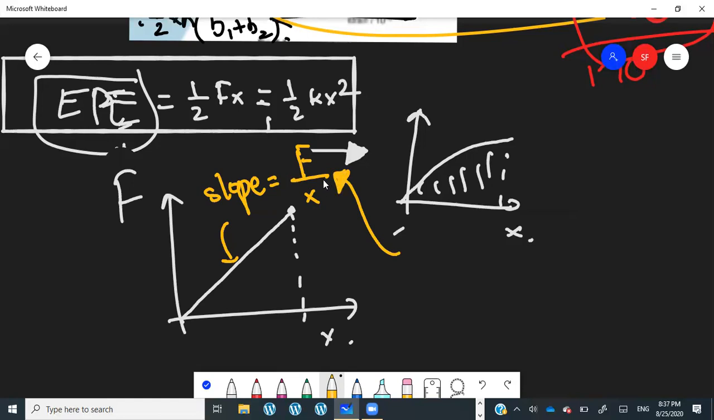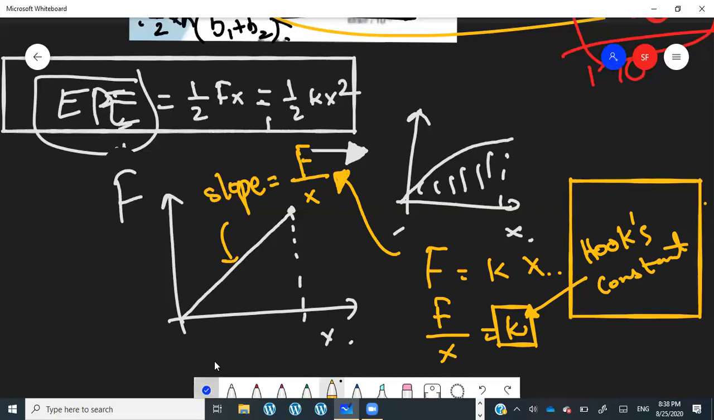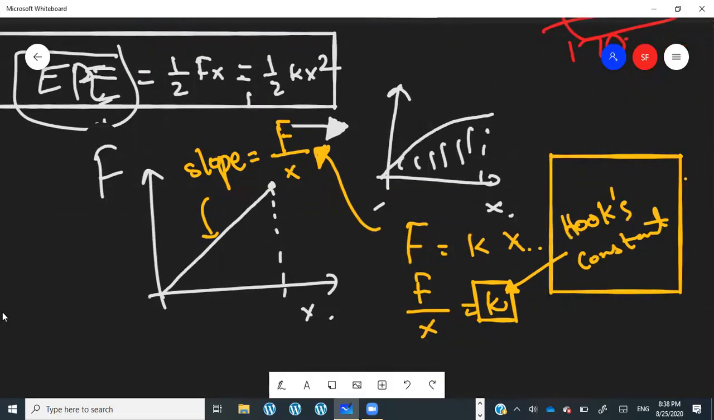Newtons divided by meters. Do you remember Hooke's law? Yeah. So if I rearrange this formula, what is it equal to? What is this constant? Which constant? Hooke's constant. Okay. Do not forget these small details. These are important. The slope of this graph represents the Young's modulus.